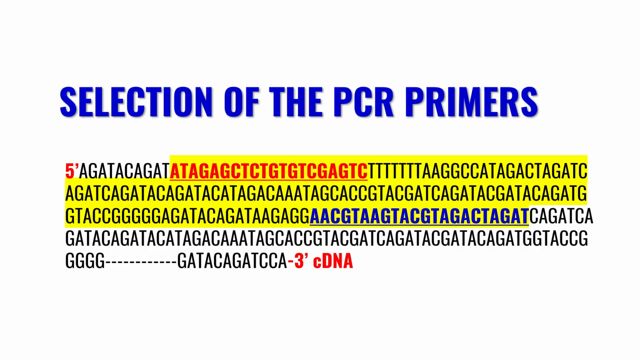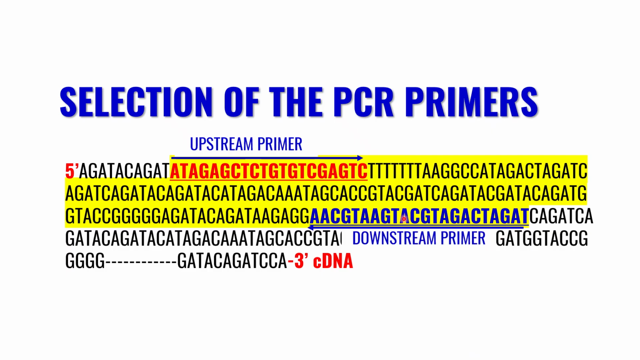So for selection of the PCR primers, follow step by step. First, select a region 150 to 350 bases long from the target DNA for PCR amplification. Select the upstream primer toward the 5' end, which is shown here, and the downstream primer toward the 3' end. The GC content of these primers should be approximately 50% each, and their Tm should match also.